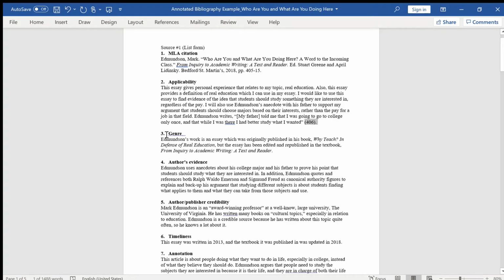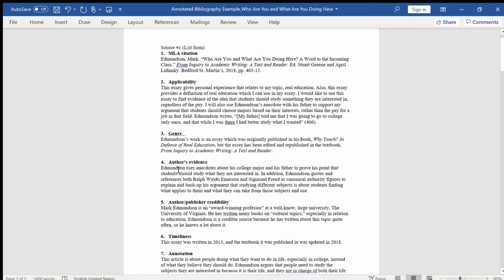All right, number 3. Edmondson's work is an essay which was originally published in his book Why Teach? In Defense of Real Education, but the essay has been edited and republished in the textbook From Inquiry to Academic Writing: A Text and a Reader. So here we've got the genre, the essay, but it also tells us a little bit more about what kinds of containers it was in. That's a little bit of the genre too.